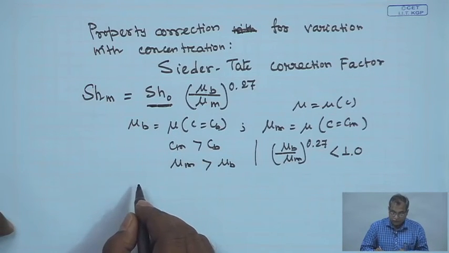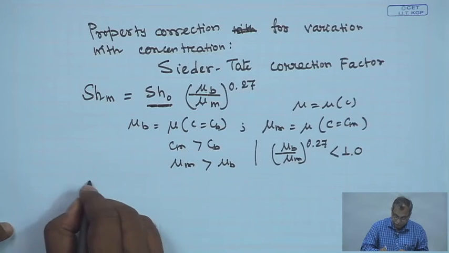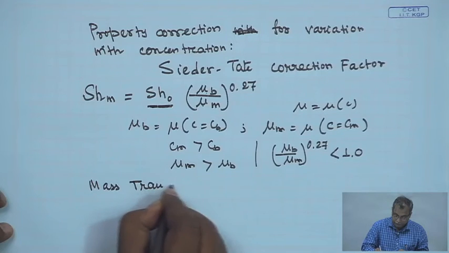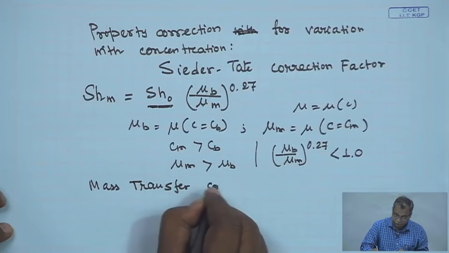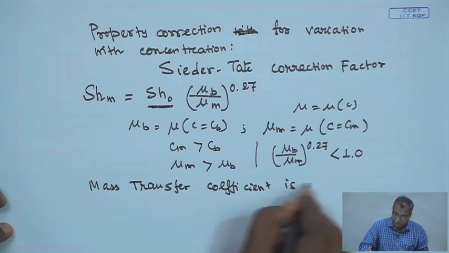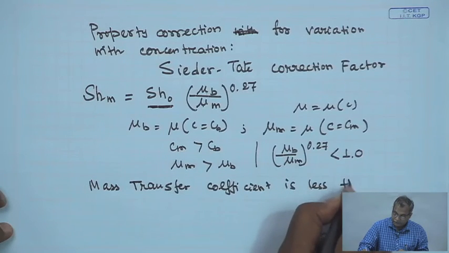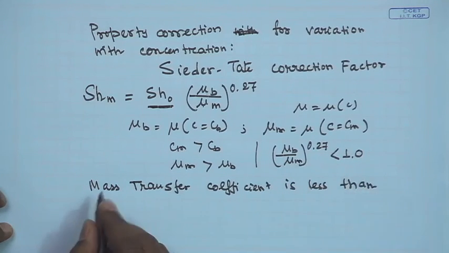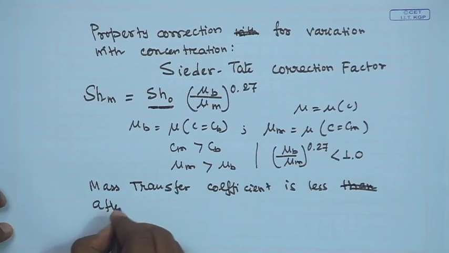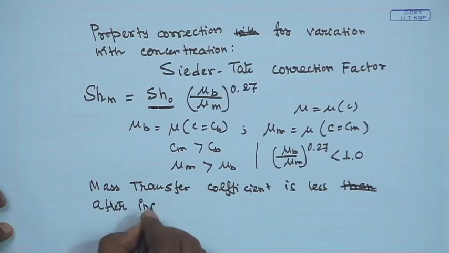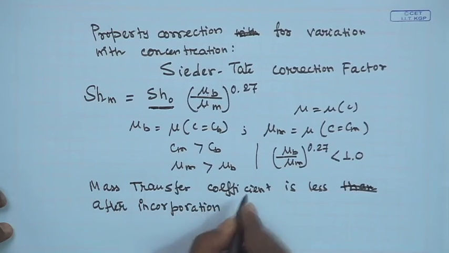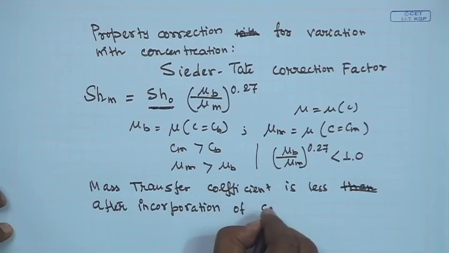So, therefore, the mass transfer coefficient will be decreased. The mass transfer coefficient is lower after incorporation of the correction factor.